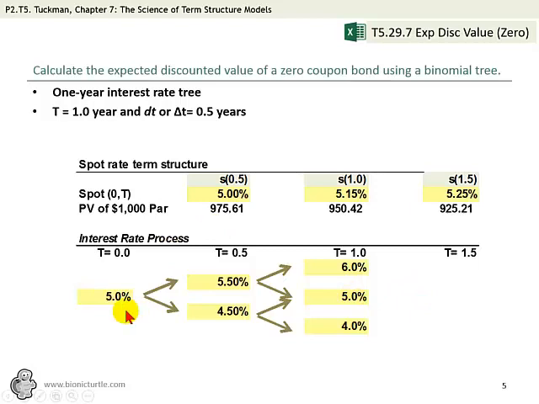And again, although this is a path of possible evolution of rates, it's different than the spot rate term structure up here, because these are rates that we observe today, spot rates as of today. The 6-month spot rate is 5%, and notice the 1 year spot rate is 5.15%. So none of these rates down here are 1 year rates, are they? They're all possible future 6-month rates. This is the 1 year spot rate today that we can actually observe. This is the 1.5 year spot rate that we can observe.